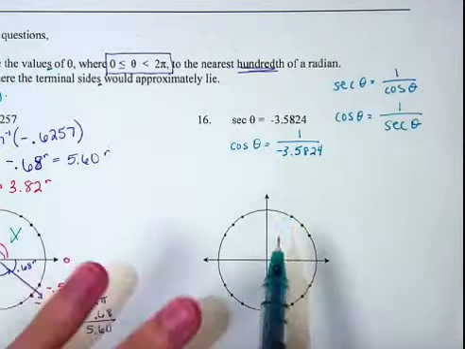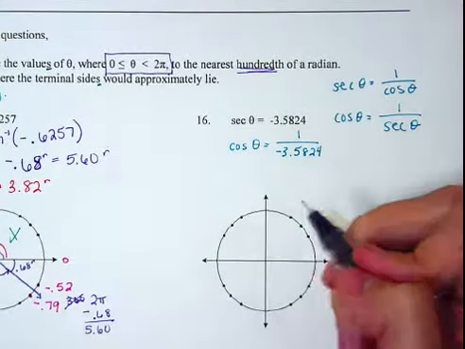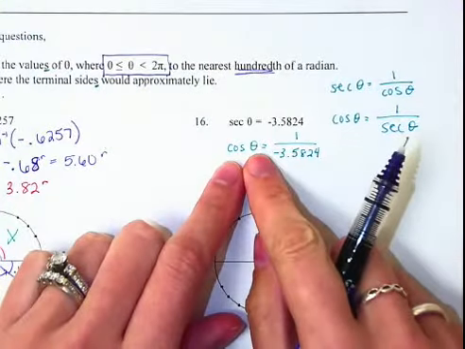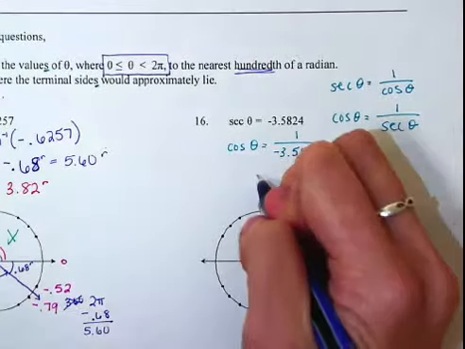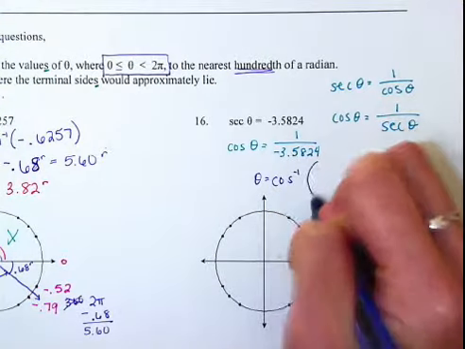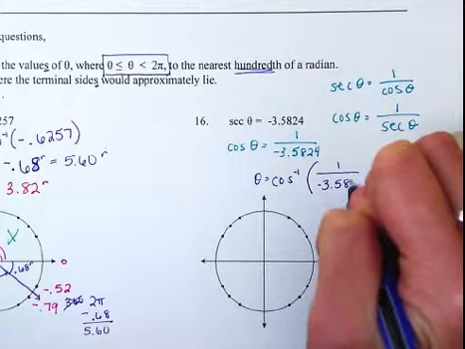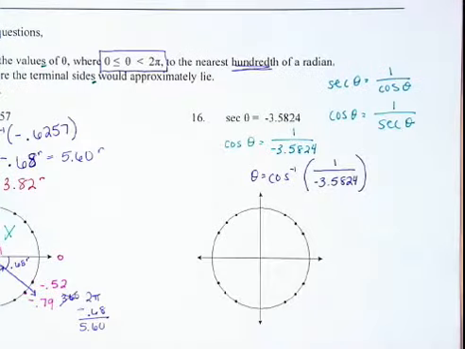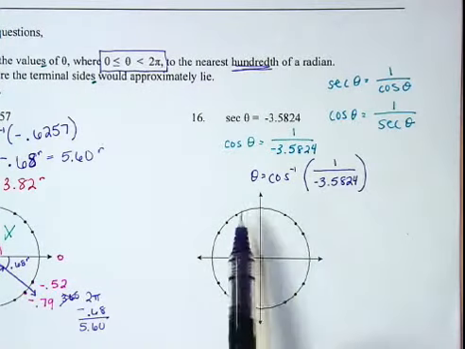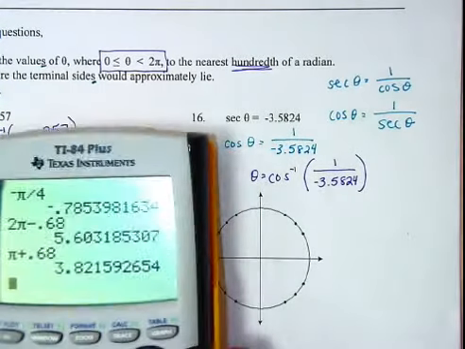I can't leave it like that because I can't type it into my calculator that way, so I need to rearrange. Separate cosine and theta using inverse operations. Take the cosine inverse of both sides. So theta is the cosine inverse of 1 over negative 3.5824. I can type it into my calculator like that, no problem.